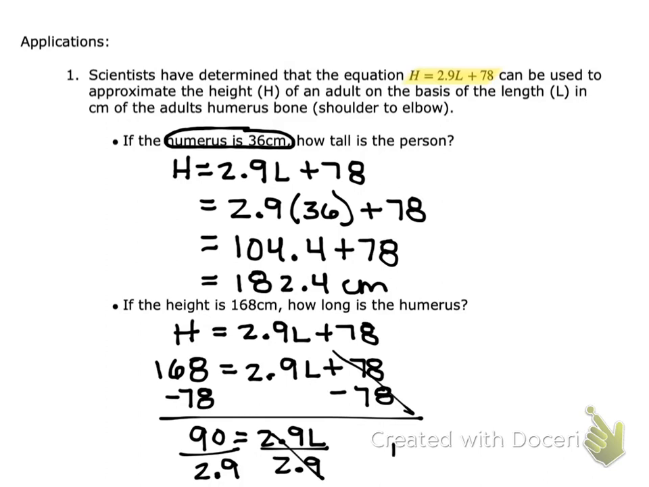And L equals 31 centimeters. I do think I rounded that. I can tell you for sure. Yeah, it was 31.03, so I just rounded that to 31. Questions on using an equation that you are given?